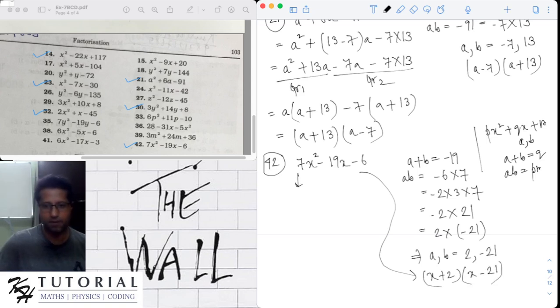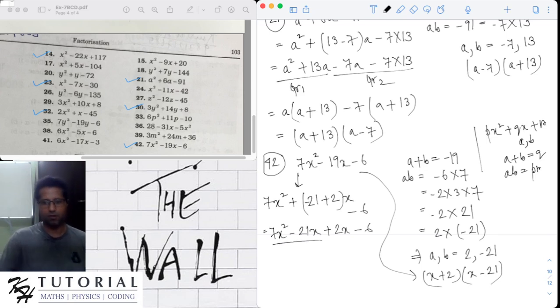If you want to do it step by step, it will be 7x square minus 19x, you will write as minus 21x plus 2x, and you have minus 6. So this is equal to 7x square minus 21x plus 2x minus 6. So you can form groups. This is the first group, this is the second group.